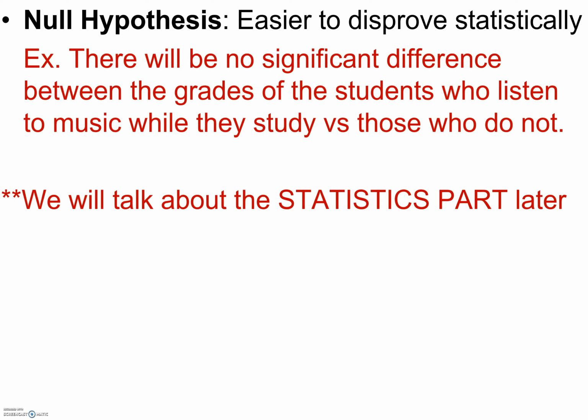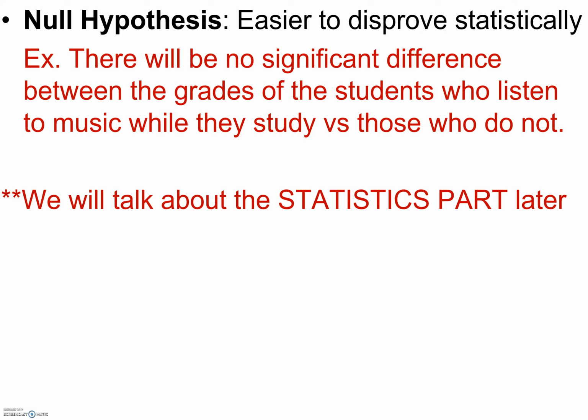The null hypothesis basically says there will be no significant difference between the group that listens to music and the group that does not listen to music. A null hypothesis basically is a no difference hypothesis. Now you might say, well, that just sounds stupid. Why do you even do that? Here's the thing. If I say, I think listening to music will help your scores, and I have this side of the room and I control it really well.